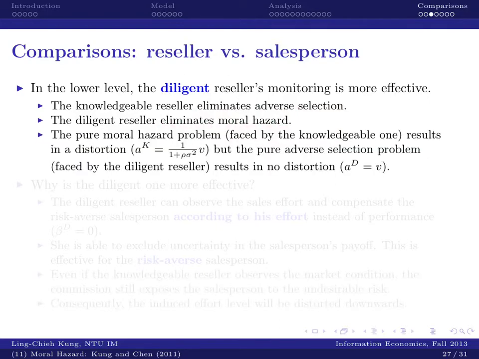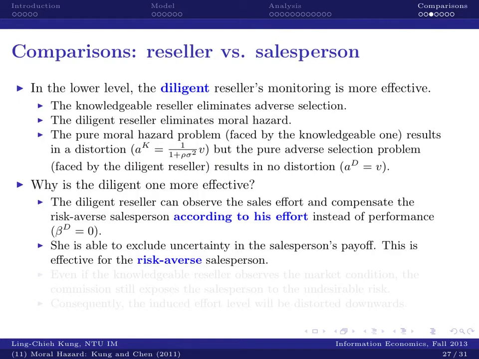The difference is the following. When we have the pure moral hazard problem, there is a distortion. Okay? The effort level will be downward distorted with this moral hazard factor. But the pure adverse selection problem does not result in any distortion. Okay? The lower level distortion is nothing. We don't have a lower level distortion. We know for the upper level there is no distortion in either case, and in the lower level, the knowledgeable reseller still creates some distortions.